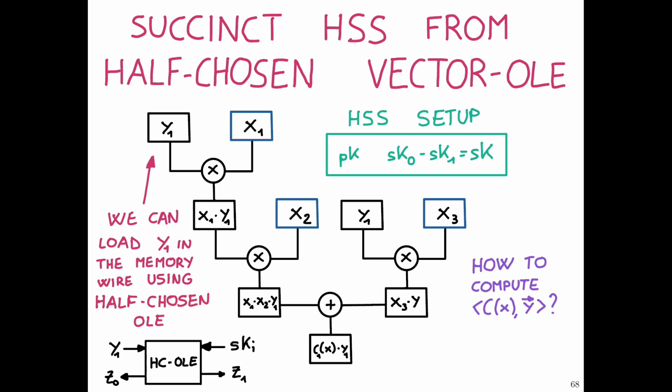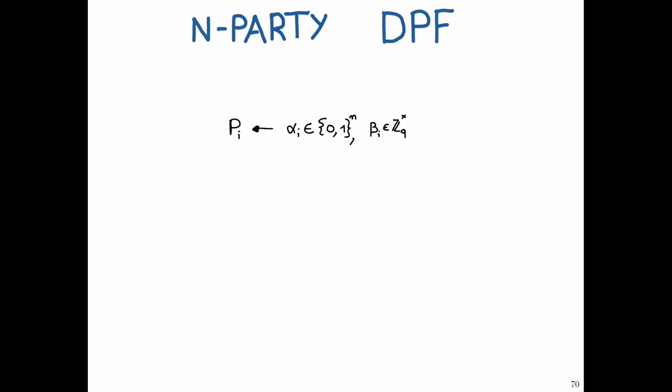And if we want to input the y's succinctly, all we have to do is put the y's into half-chosen vector OLE. The scalar is the secret key. And then we get secret shares of the product of the secret key with the inputs y. So that means we can load these values as memory shares with only sublinear communication. Finally, I'd like to show how these techniques can be used to build distributed point functions.